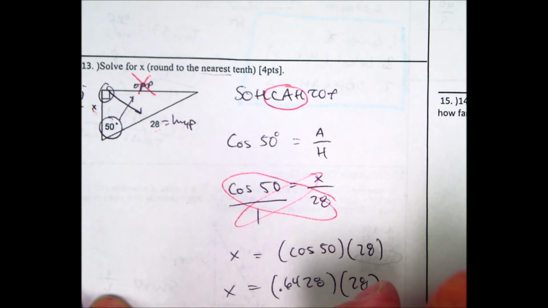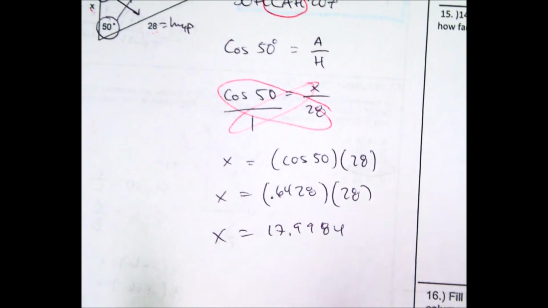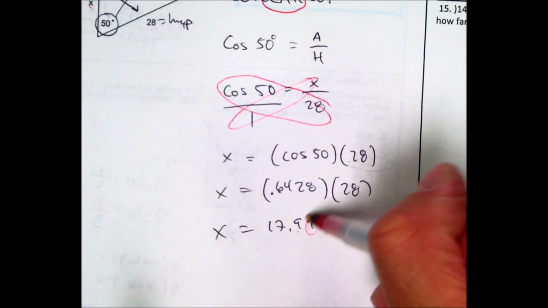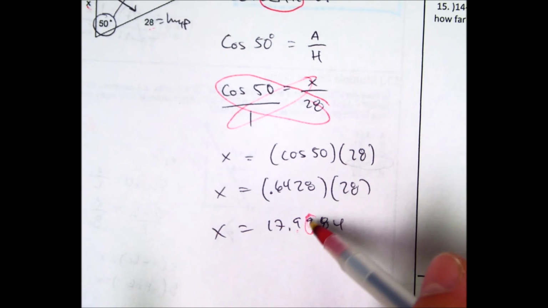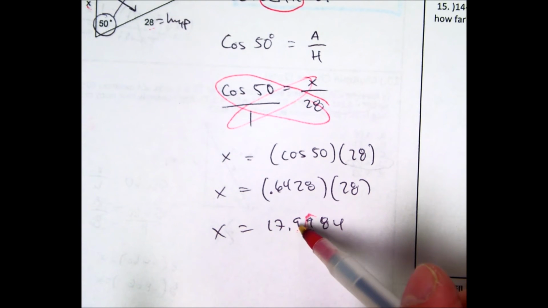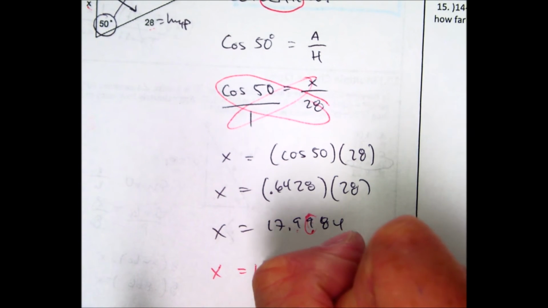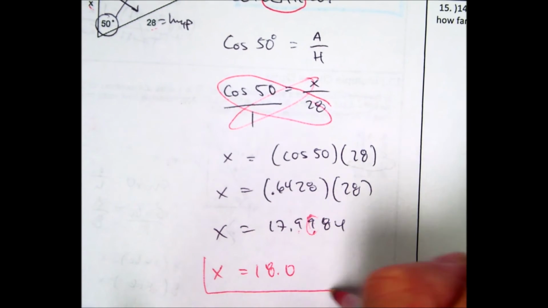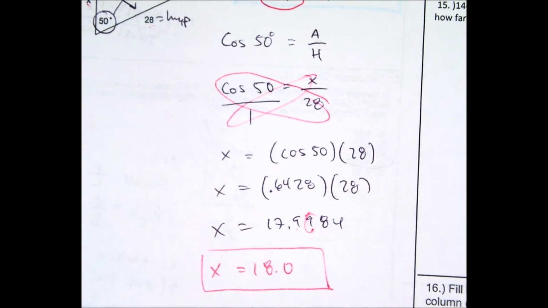I'm going to write down a bunch of numbers. To the nearest tenth, I'm going to need this number, but look here. This is 5 or higher, so you're rounding up, so you're going to add 1 to this value, so that would be x is equal to 18.0. There's no units there, so that's fine.